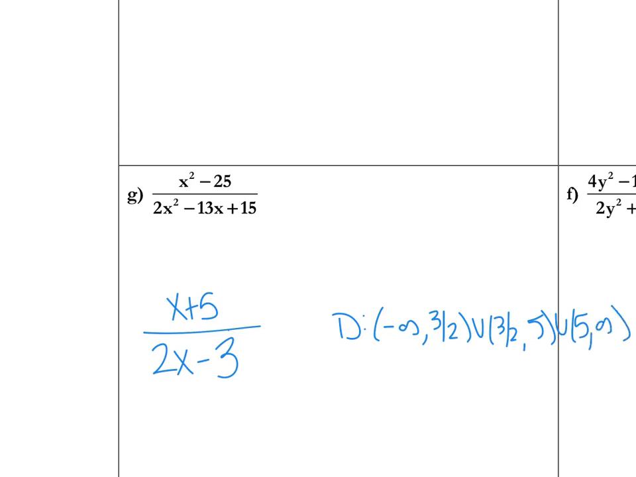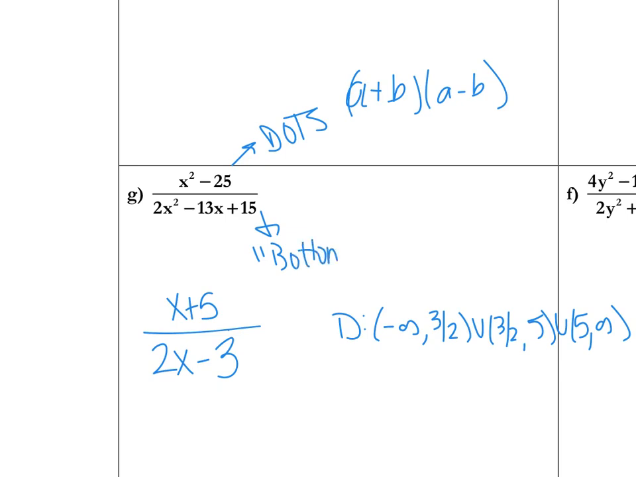So that would be a good example to try later on, just because the numerator is going to factor by dots. Remember, that's the whole a plus b times a minus b. And then this is going to be bottoms up. So it's a good practice on different types of factoring.